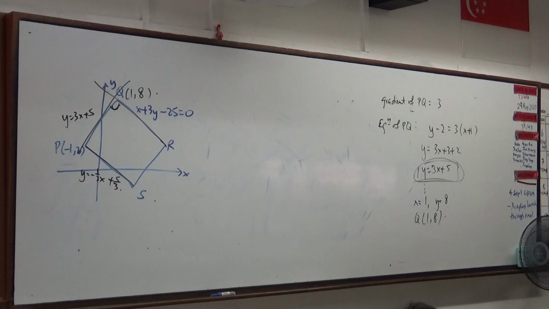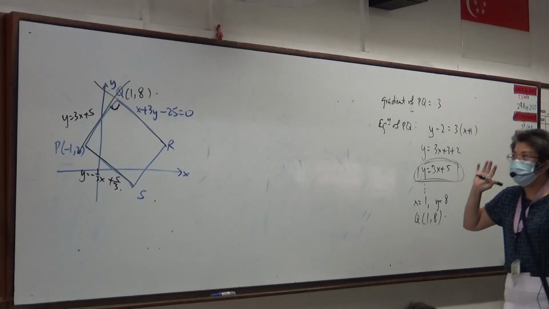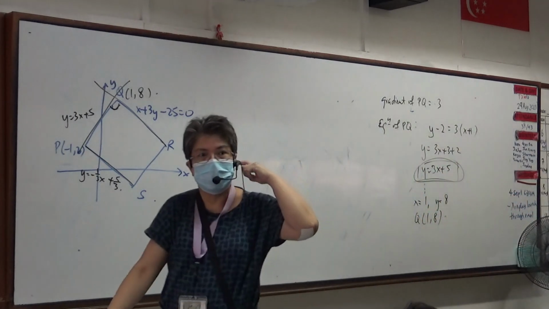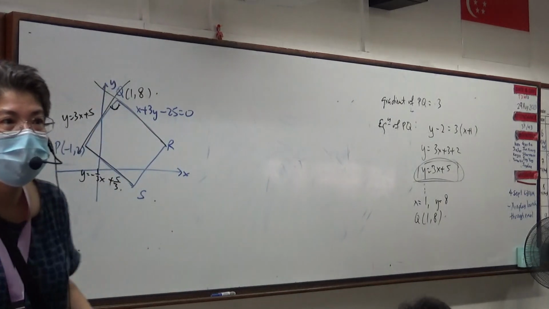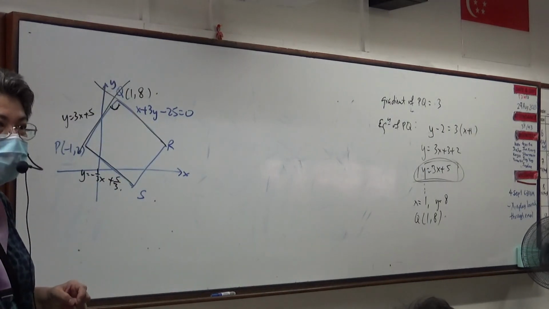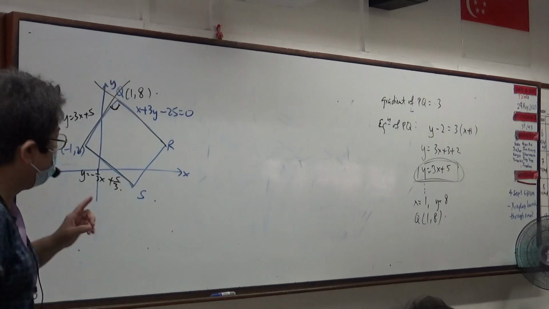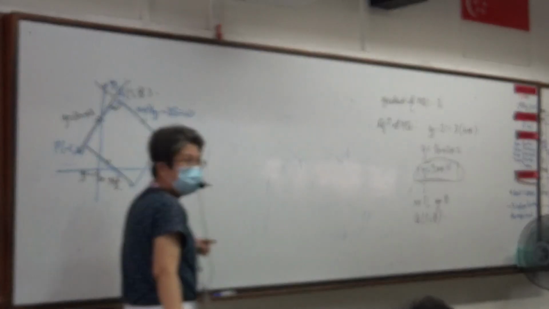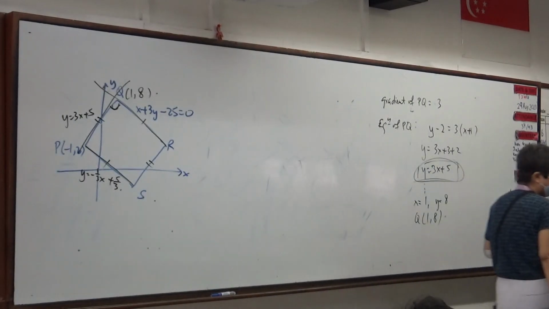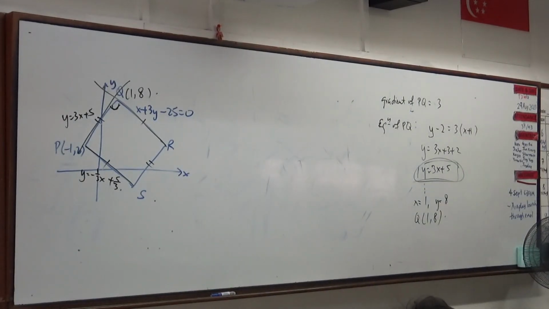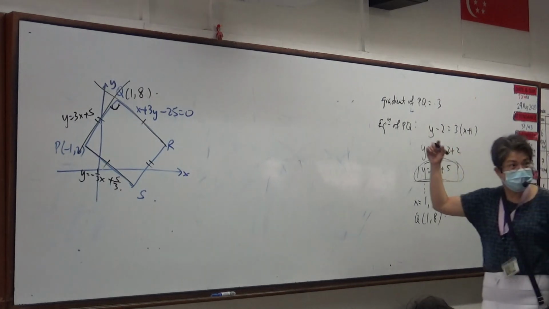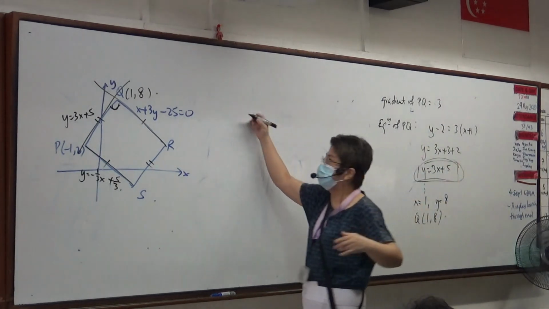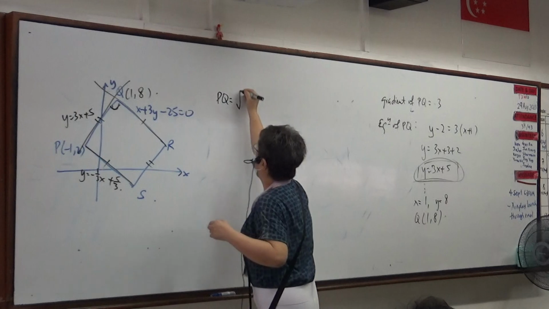I'm going to show you one. Do you agree this is a rectangle? Yes or no? Rectangle means this one and this one are the same, this one and this one are the same, the lengths, correct? Okay? Now, I'm going to find the length of PQ. Get your calculator ready. How to find the length of PQ?